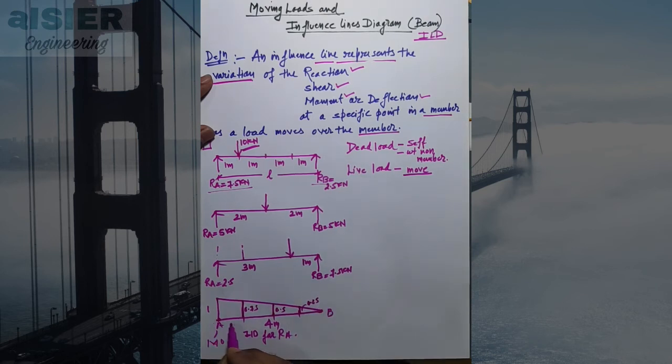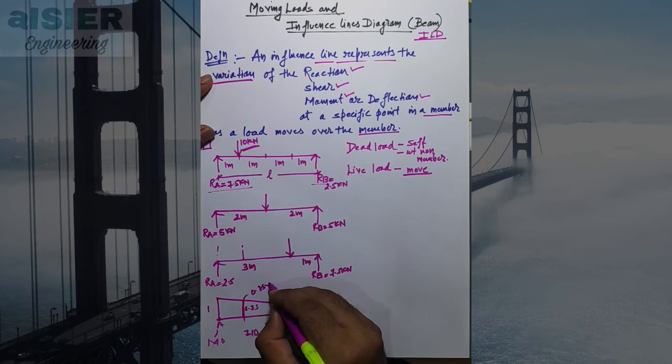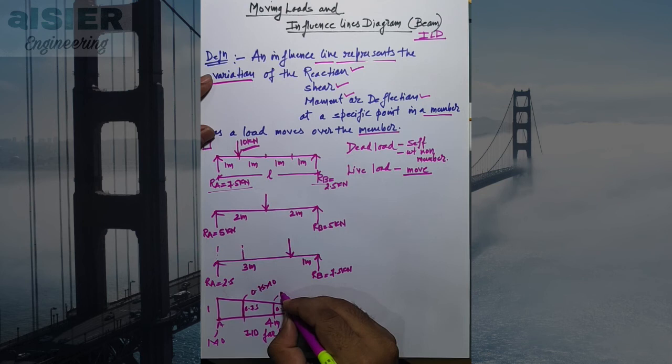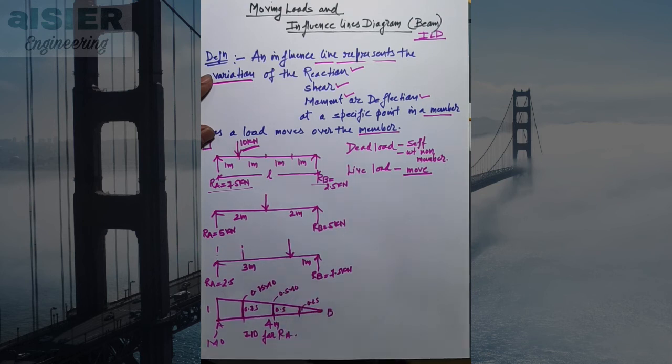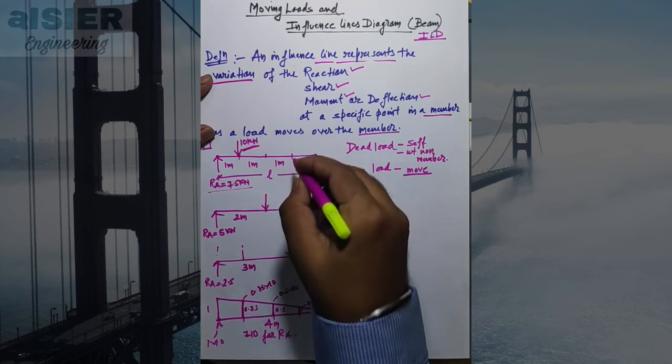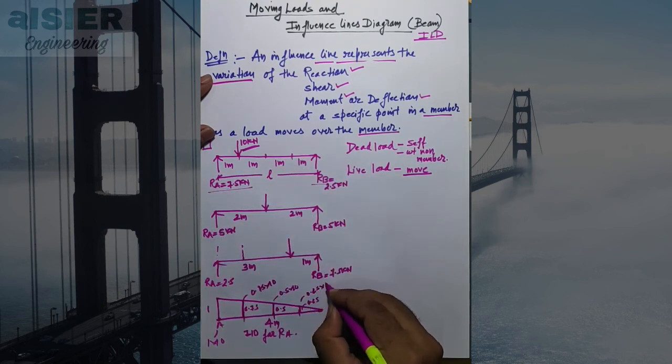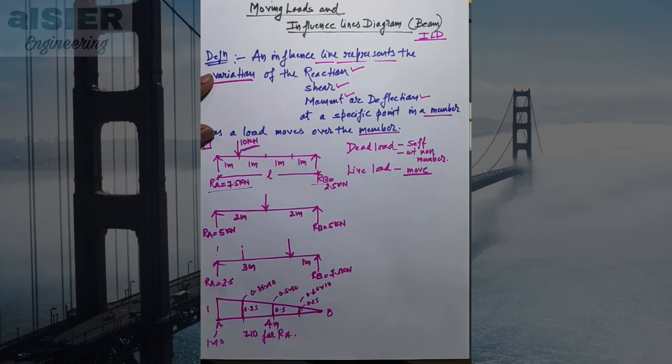So when it is 1 meter from RA, value of RA is 0.75 into 10, that is 7.5. When it is exactly at center, value of RA is 0.5 into 10, that is 5. And when it is at 1 meter from B, means at this position, value of RA is 0.25 into 10, right? So this is how, by using a single diagram, we can calculate the value of reaction for any position of load, right? So this is the use of ILD.